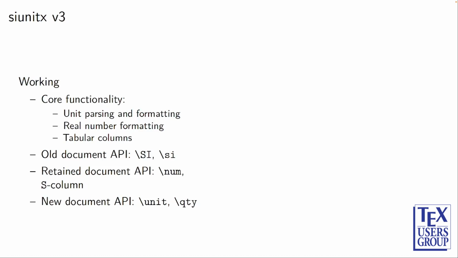So I got the unit formatting. So core functionality, we can parse units, we can format them, we can do real number formatting, we can do tabular columns, and this was all out there in 2018. I've kept the old API, that's capital SI and lowercase si. Those names were never great.